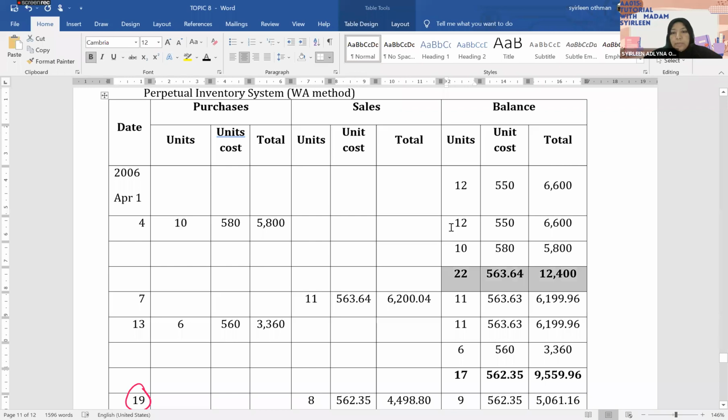Yes, 26 pun. You tak buat sampai 26 ke? Afif tak buat sampai 26. That means you buat sampai 19 je. Just tanya. Selalunya kita buat sampai habis. Okay, kita buat sampai habis. Walaupun dia minta on the 19 saja. Alright? Okay. Alright.